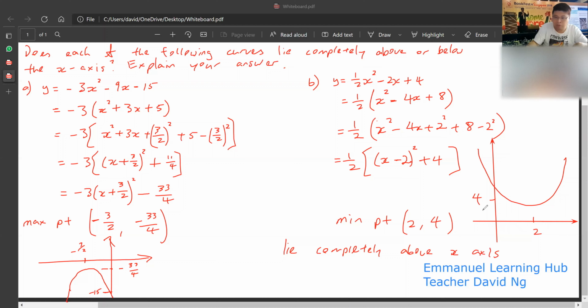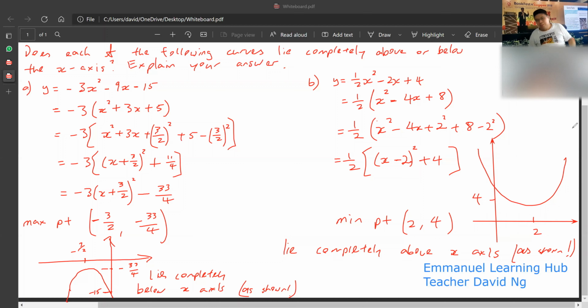Okay, lie completely above x-axis. Lie completely below x-axis. Then they ask you to explain, right? Explain, as shown. Explain, right? As shown. And somehow you sketch out. There's no way they can fault you.